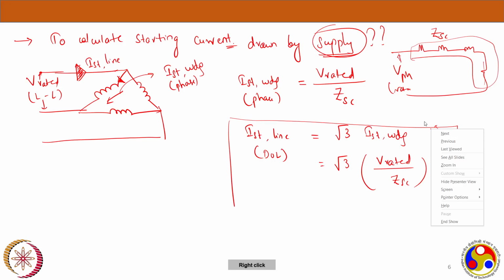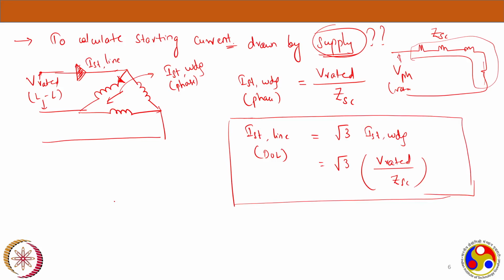This is the starting current. Now the next one we are interested in calculating is the starting torque. For every method we will see the starting current and starting torque, and we will compare it with the direct online. Now how can you get the starting torque? What is the formula for it?